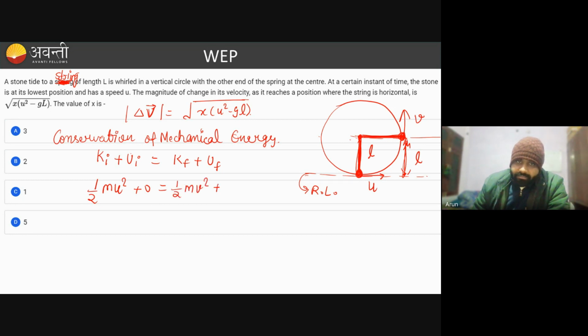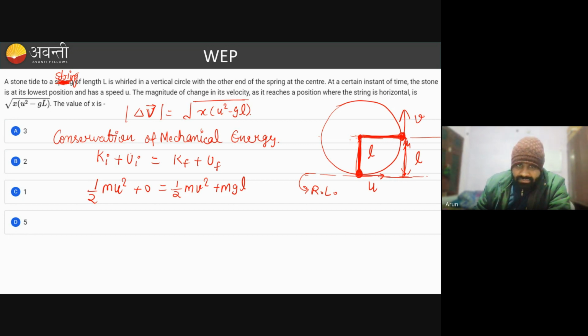plus final potential energy. Let's say the mass we have assumed is m. So mg into height, mgh, we know the potential energy. But here h is from the reference line to the final position, which is L, so we'll consider it as mgL. Now we are calculating the value of v so that we can calculate the change in velocity. Initially it is moving with u, and finally we are interested in v.